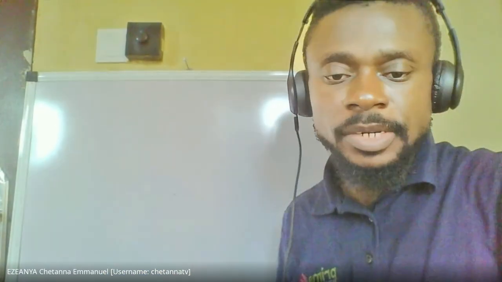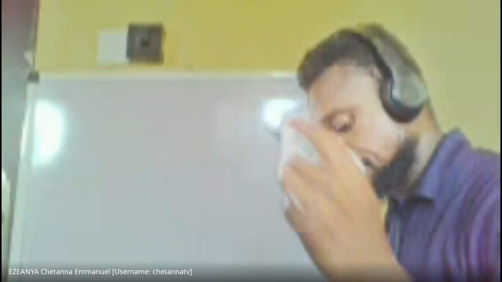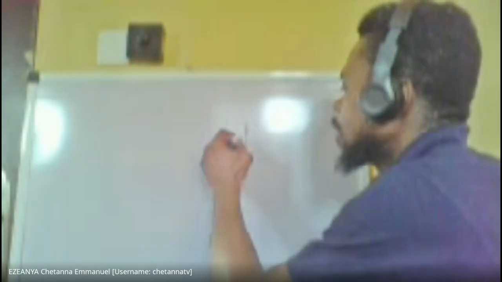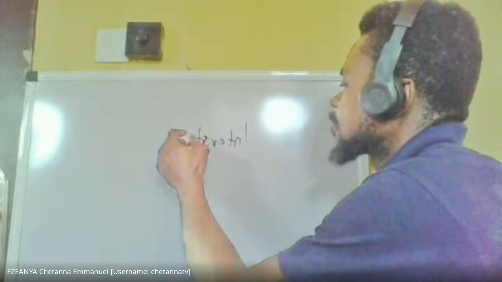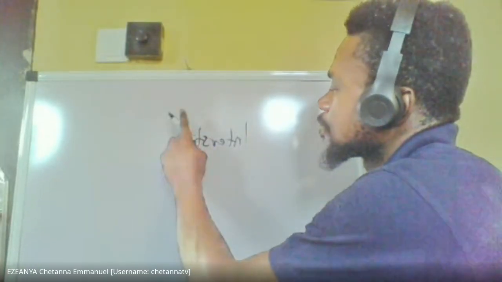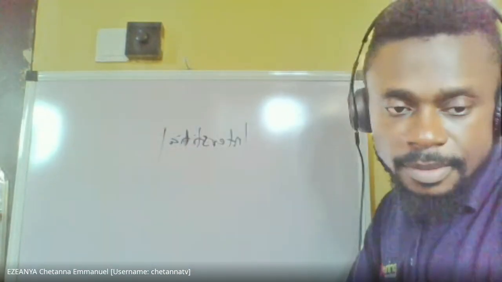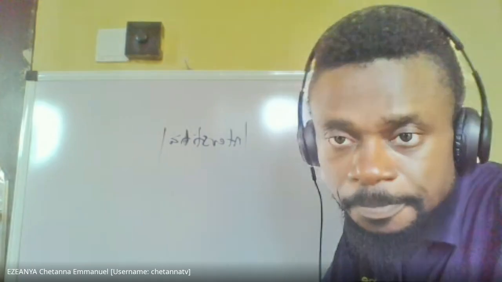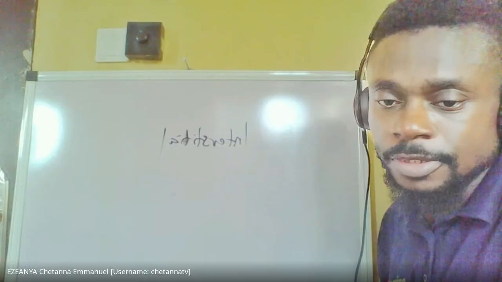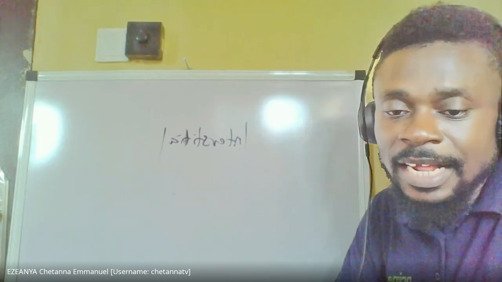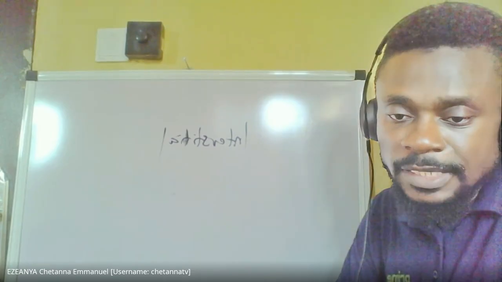Can you see the board clearly? Yes, sir. Good. Interstitial. Can you see what I wrote on the board? Yes, sir. What is it? Interstitial. Good. So that's what I mean by interstitial fluid. Is that clear?